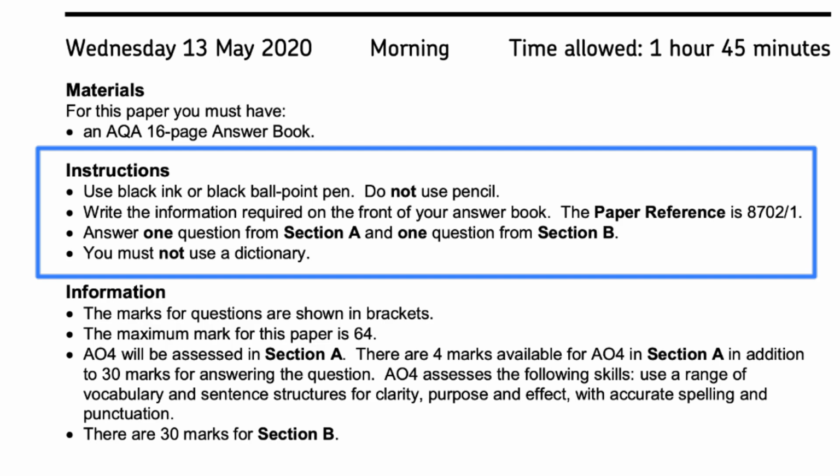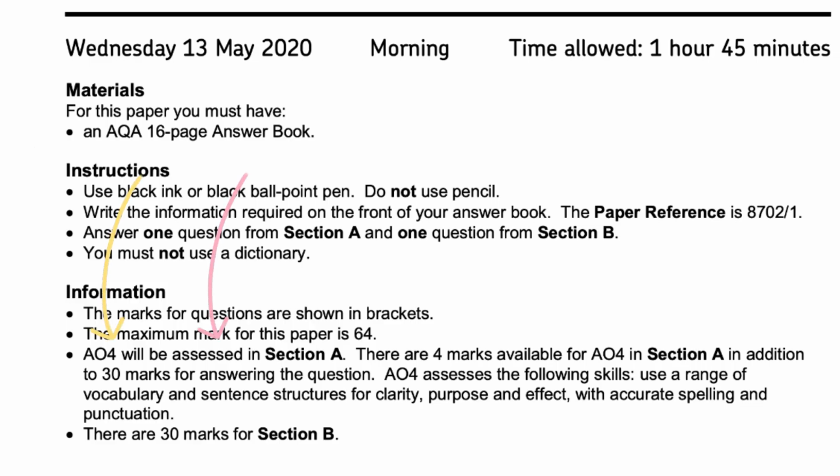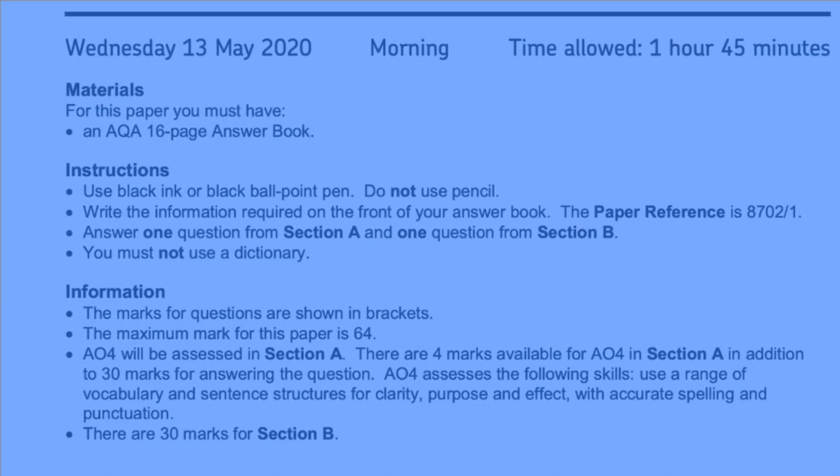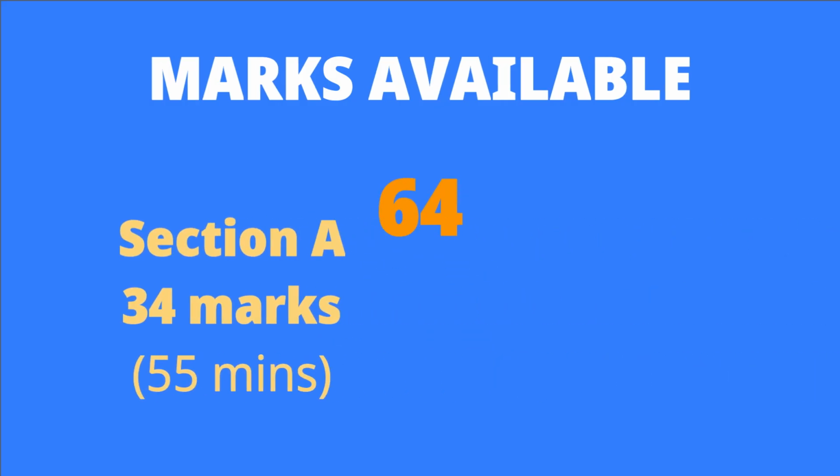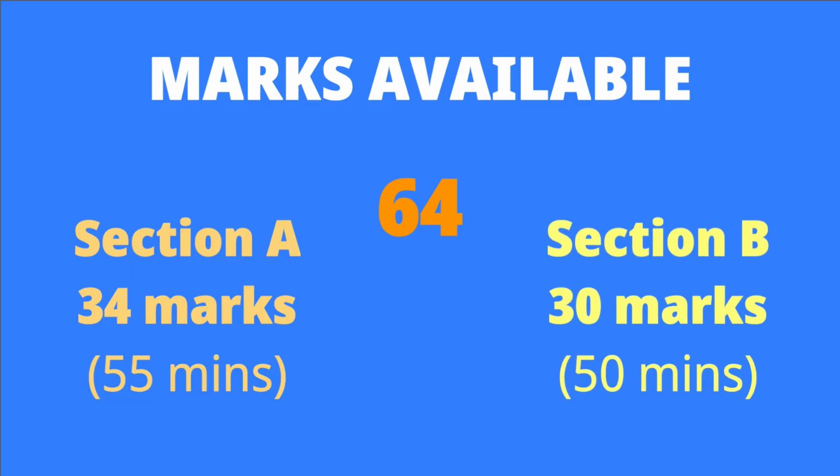Really importantly, you must answer one question from Section A and one question from Section B. It's also worth noting the additional 4 marks on offer for Section A for A04, which is essentially the accuracy of spelling and grammar and quality of your vocabulary and communication, but more on that later. So the paper is marked out of a total of 64, with 34 marks for Section A and a further 30 marks for Section B. Considering this, I'd recommend spending 55 minutes on Section A and 50 minutes on Section B.